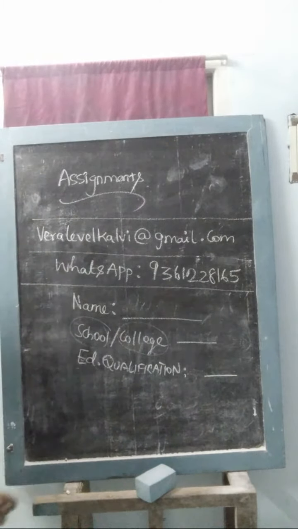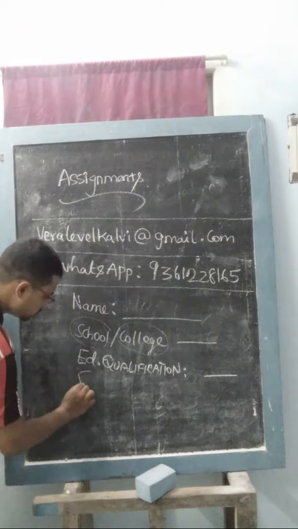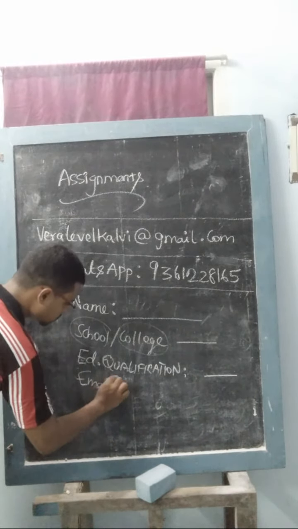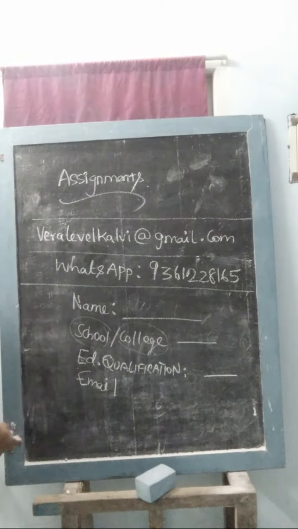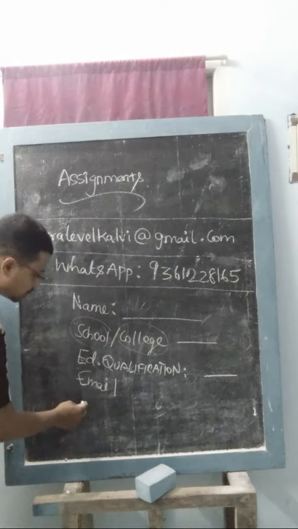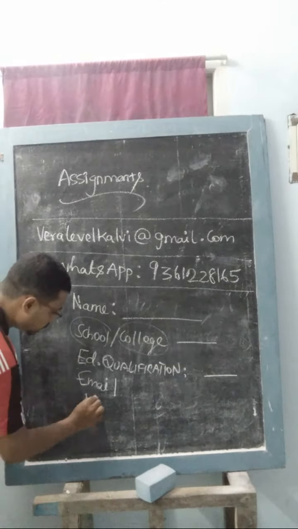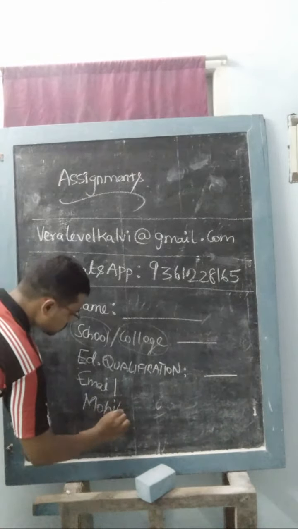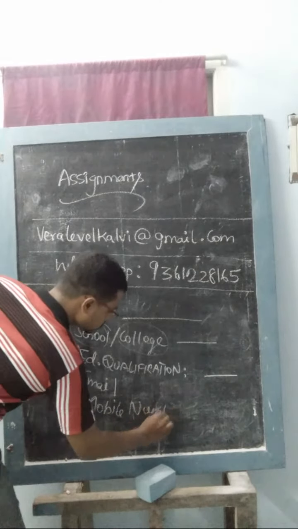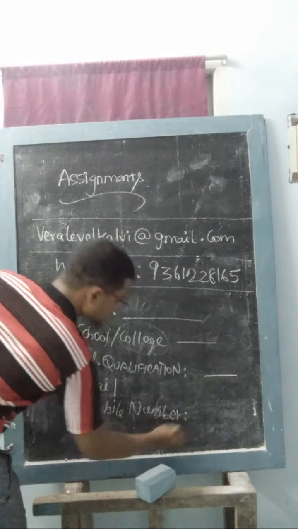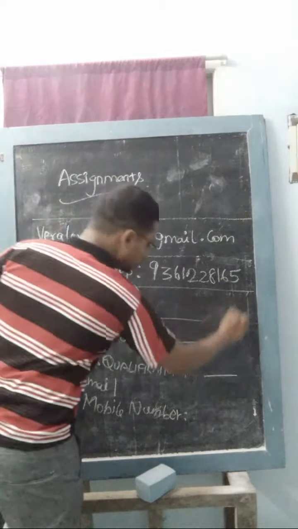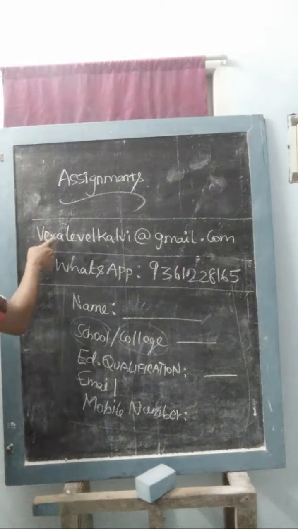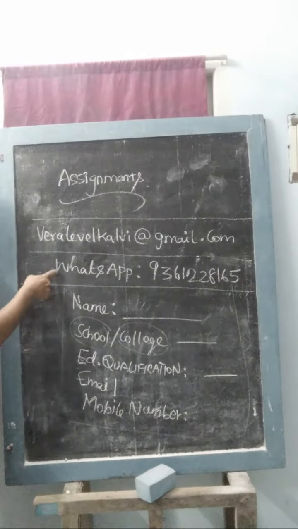Okay. So your email ID, and then your phone number or your father's or mother's or parents' mobile number. Okay, so these are the information I need. You just send through this email ID or this WhatsApp number.